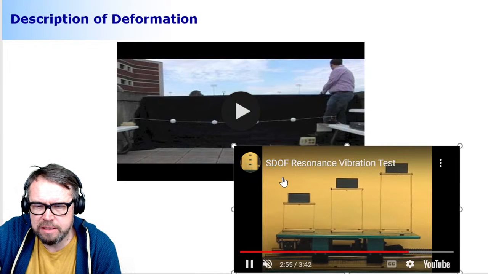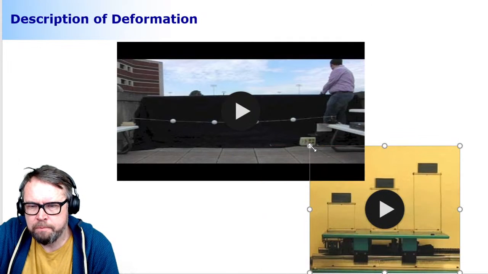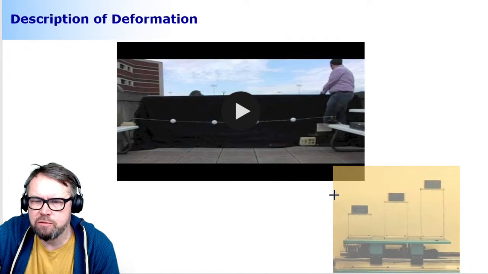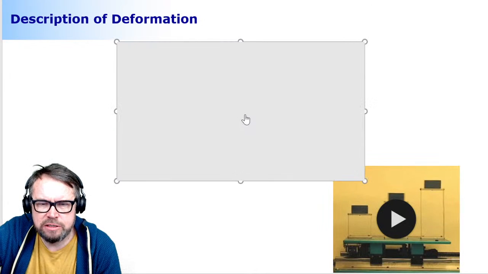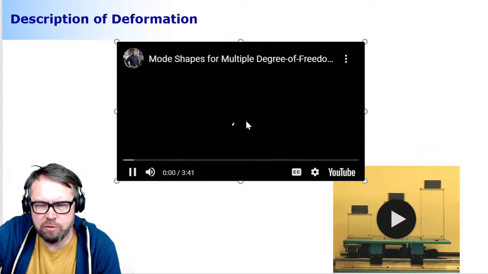Let me see if I can make this a bit smaller. But what if I have more degrees of freedom? So let's take a look. What if I could have a system with higher degrees of freedom?